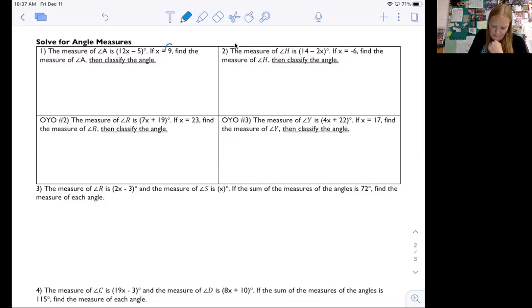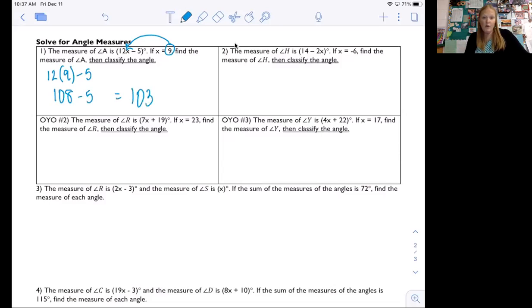So we're going to take 9 and plug it in for x. So we're going to get 12 times 9 minus 5. Well, 12 times 9 is 108. And 108 minus 5 is 103 degrees. So I'm going to write that the measure of angle A is 103 degrees. So remember, whenever you're talking about the measure, you use the little lowercase m, then the angle symbol, then name the angle, then give the degrees. And because it's more than 90 degrees, this is an obtuse angle. Okay, and those are my 2 answers.